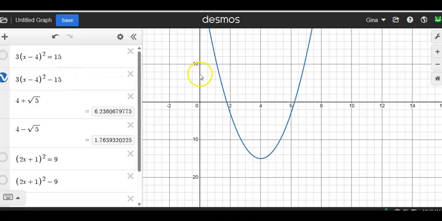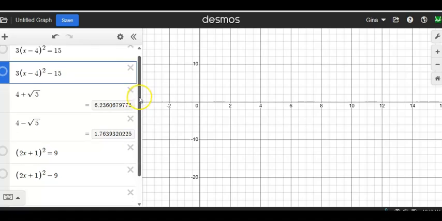and then it also knows to automatically have it be set to 0. So the two answers we got were 4 plus the square root of 5 and 4 minus the square root of 5. If I click here on that x-intercept, I can see that 1.7 is matching up with the 4 minus square root 5, and then the 6.2 is matching up with the 4 plus square root 5. All right, let's go to our next example.